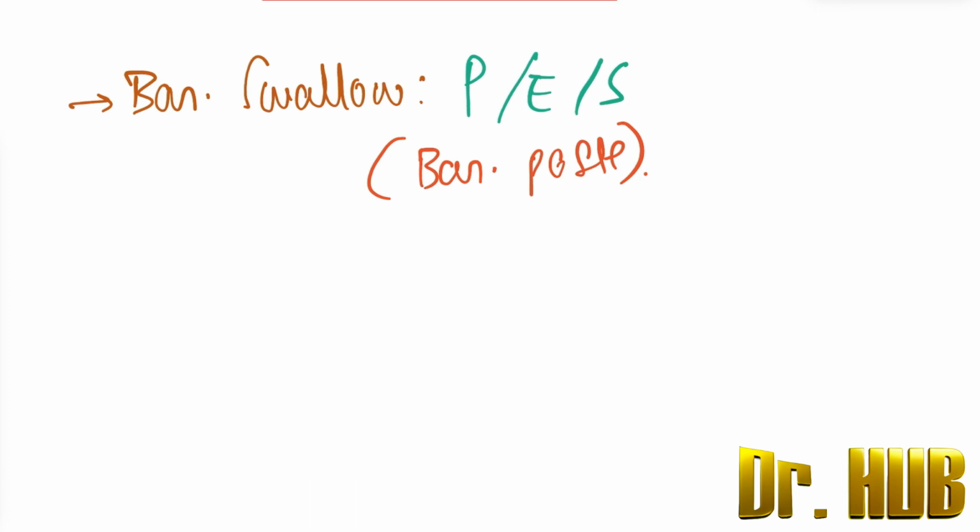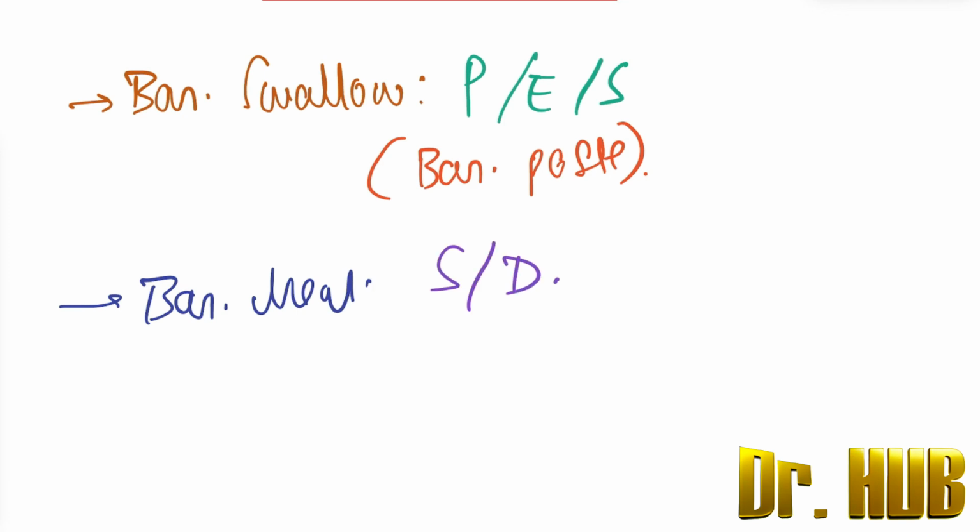And next we look at the barium meal. So first was the barium swallow, then comes the barium meal. Barium meal is used to assess the stomach and the duodenum. And in 95% of cases the barium sulfate is the one which is used.